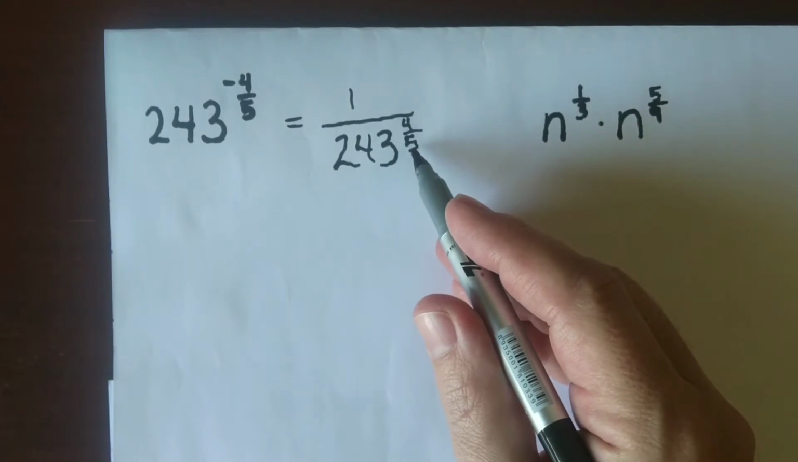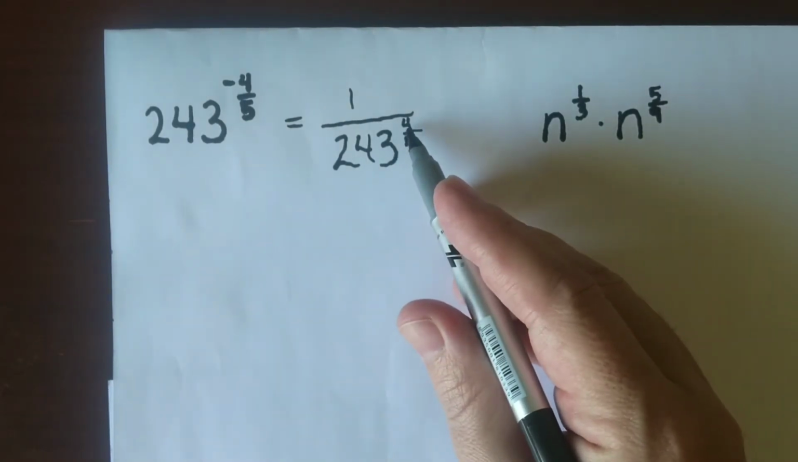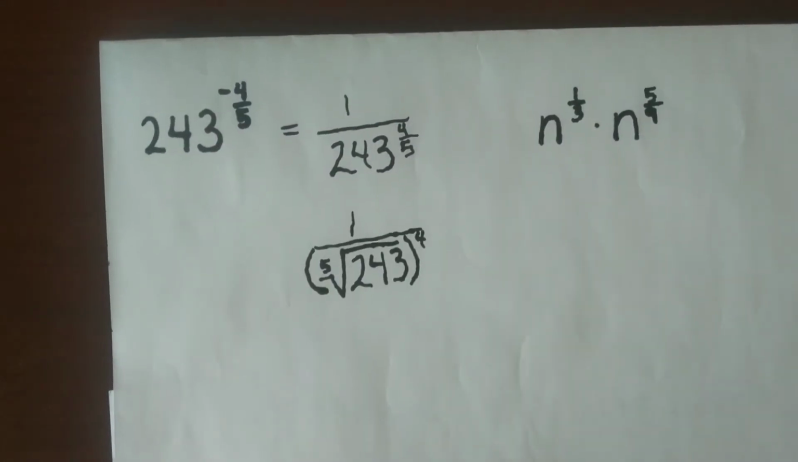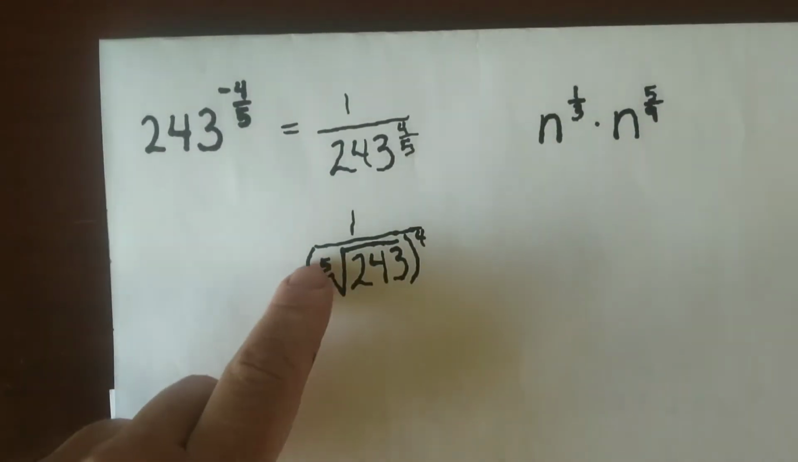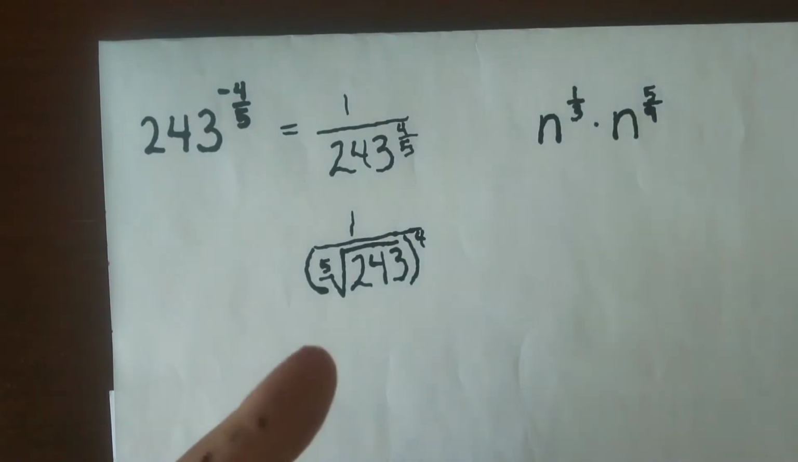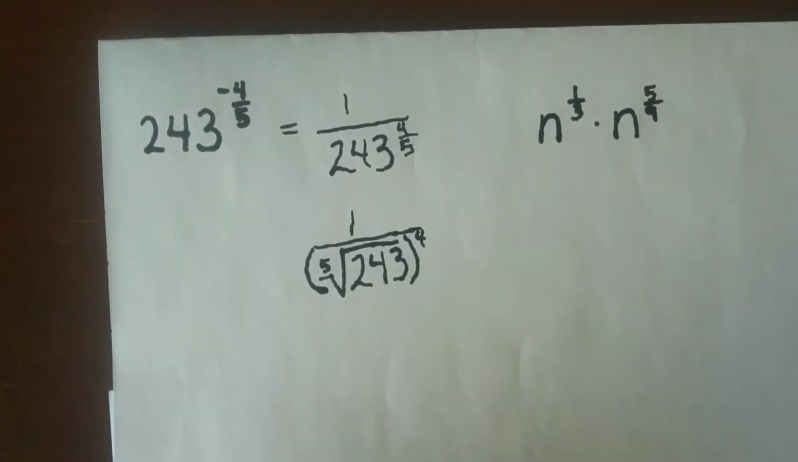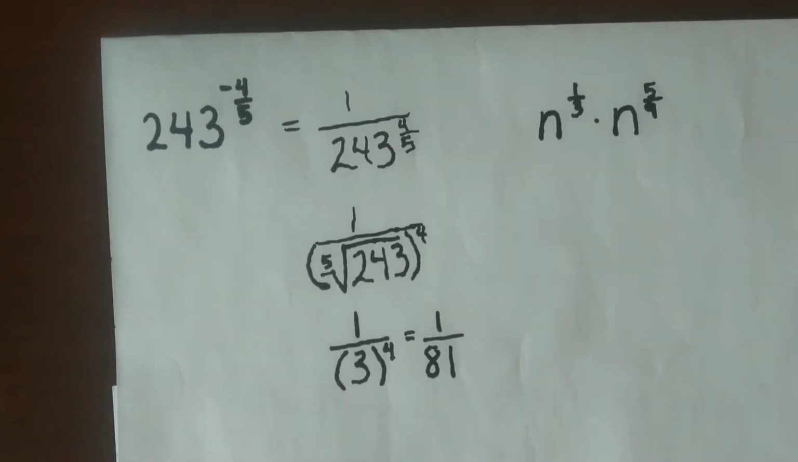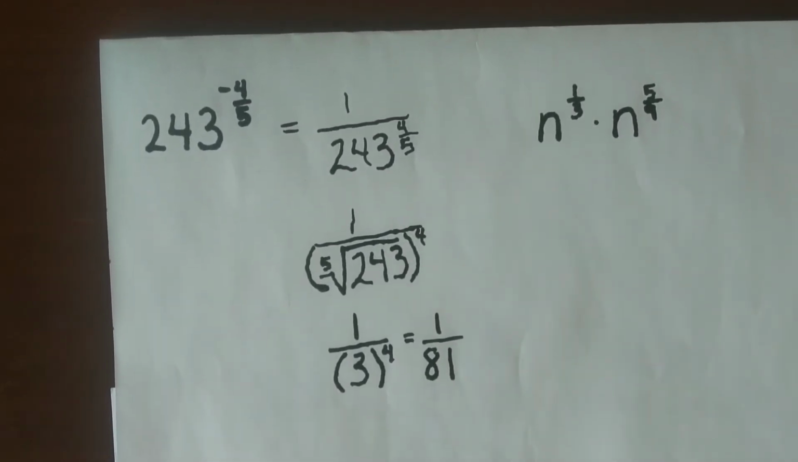This is the root. This is the index. Do the root first. What times itself times itself times itself times itself is 243. 1/81 is the solution. Next one.